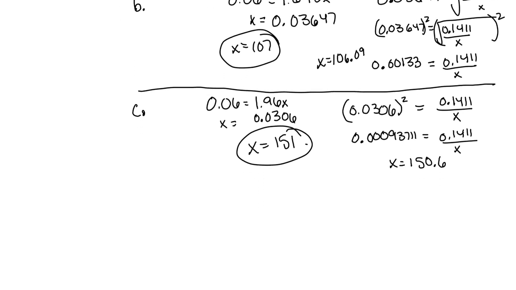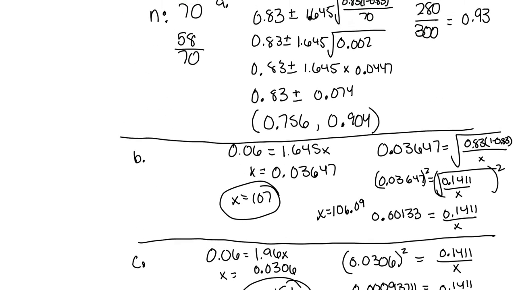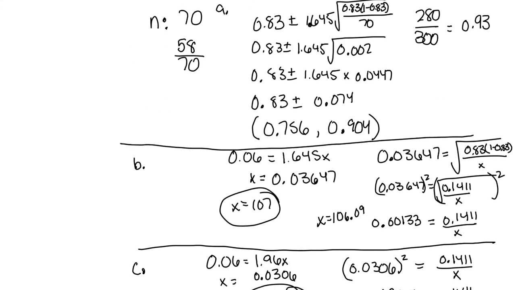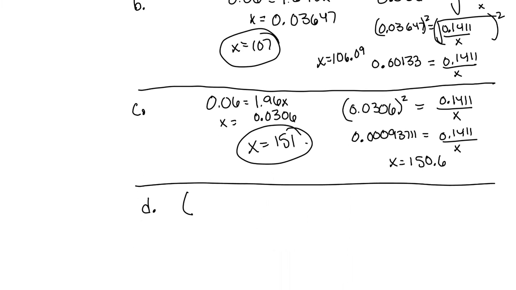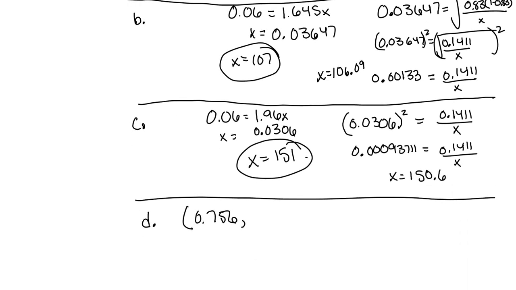And then D says, find a 90% confidence interval for the proportion of cans in the shipment that meet the specification. Round answers to 3 decimal places. So I found the 90% interval because I did it up here. The 90% confidence interval is 0.756, comma, 0.904.